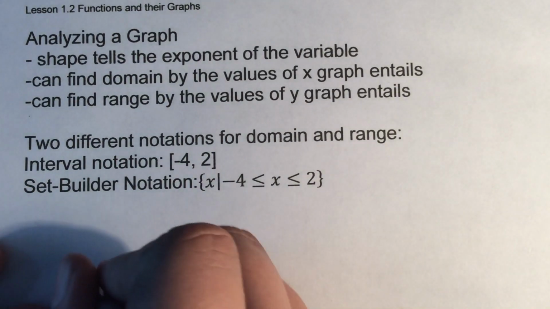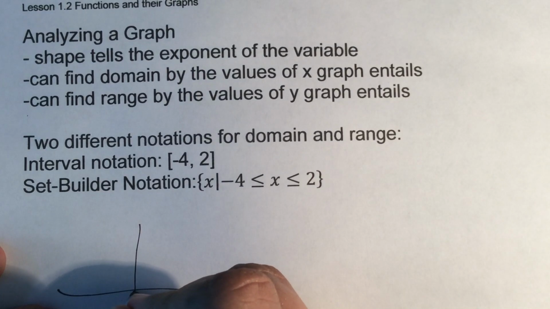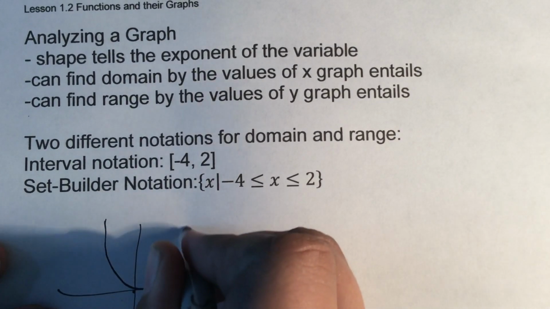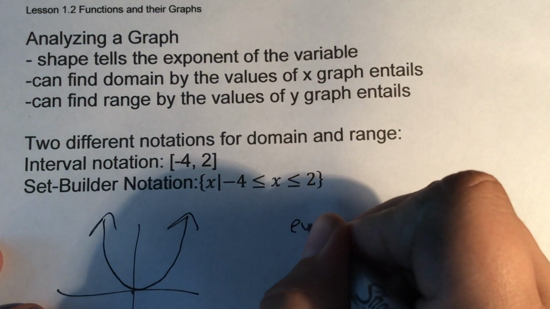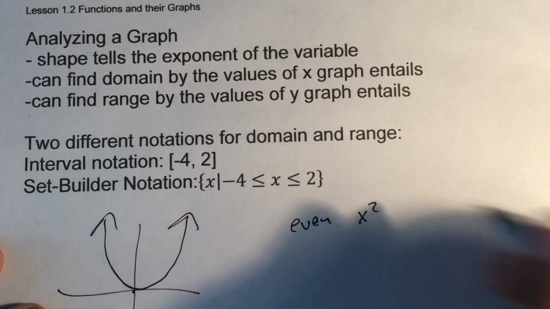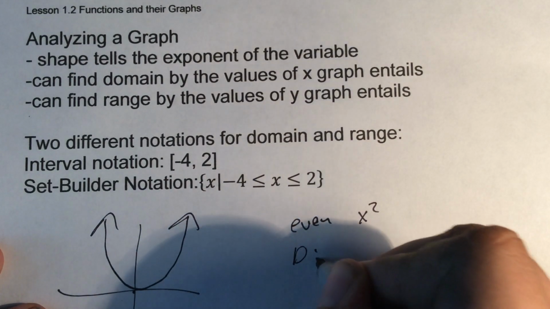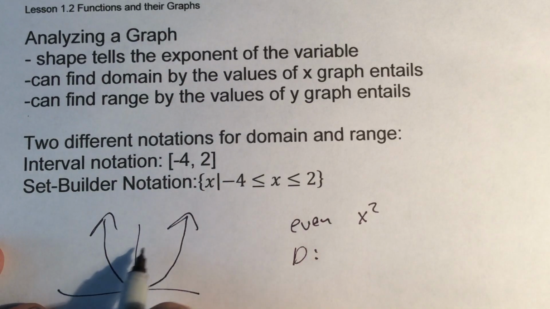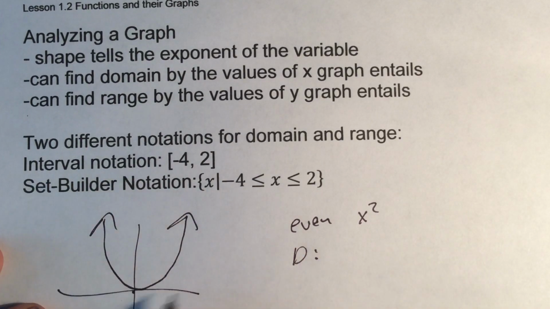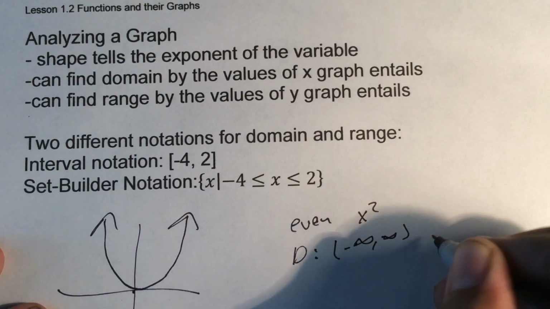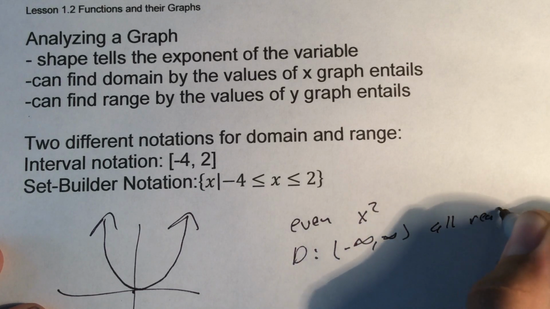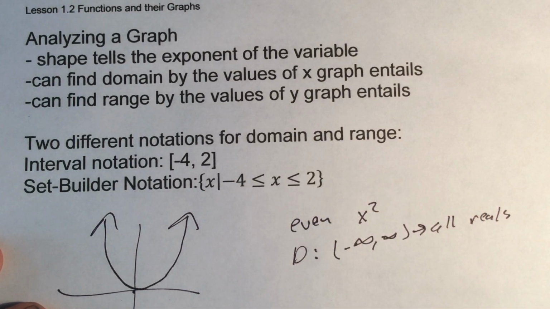So, for example, if I have, say, this graph. Well, looking at this tells me that, hey, it's going to be an even, most likely x squared. As far as domain goes, as we're sloping out, we're still sloping out each direction as we work up. So domain, in this case, would be negative infinity to infinity. So in other words, all reals. Because it's working out to the right, out to the left, it's going to cover all of them eventually.